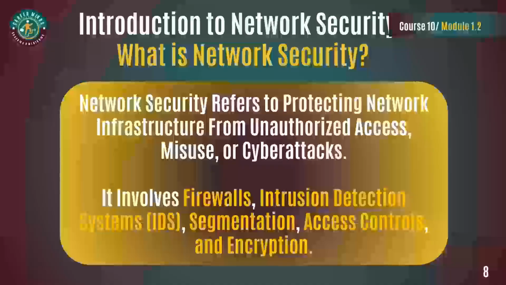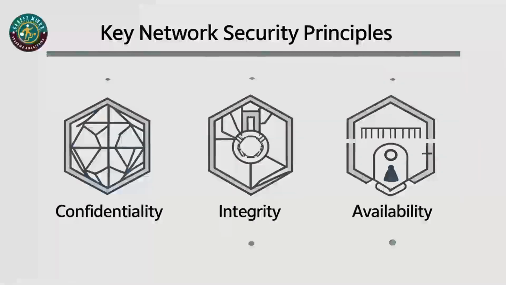Let's shift our focus a little bit to the key network security principles, which we talked about in previous courses. You remember the CIA triad? It's the same CIA triad that we talk about, which is confidentiality, integrity, and availability, not the US CIA, which is the Central Intelligence Agency. No, not that one.